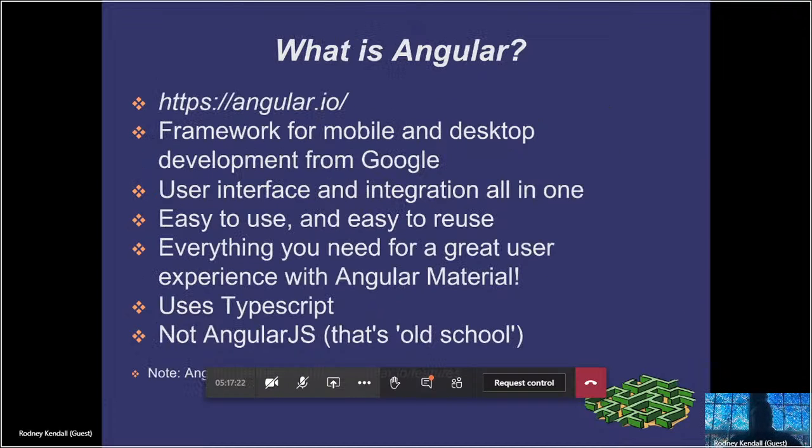So, what is Angular? First of all, you can get Angular at angular.io. And what it is, it's a framework for mobile and desktop development. It's developed by Google. It includes user interface and integration with other systems all in one. It's really easy to use and really easy to reuse components that you make. So everything you need for a great user experience can also be right out of the box with Angular Material, which we'll talk about in a few moments.